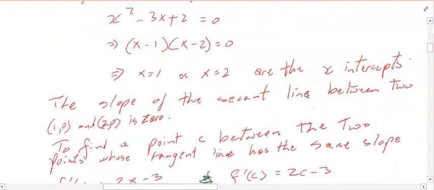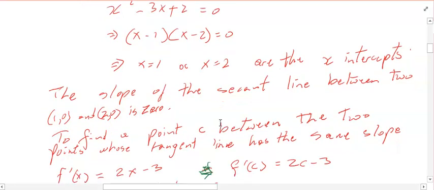You will note that the slope of the secant line between these two points, (1, 0) and (2, 0), is 0. Why? Because f of x sub 2 minus f of x sub 1 is 0 minus 0, which gives you 0, and over x sub 2 minus x sub 1, that's 2 minus 1, that's 1. 0 over 1 equals 0. So the slope of your secant line is equal to 0.